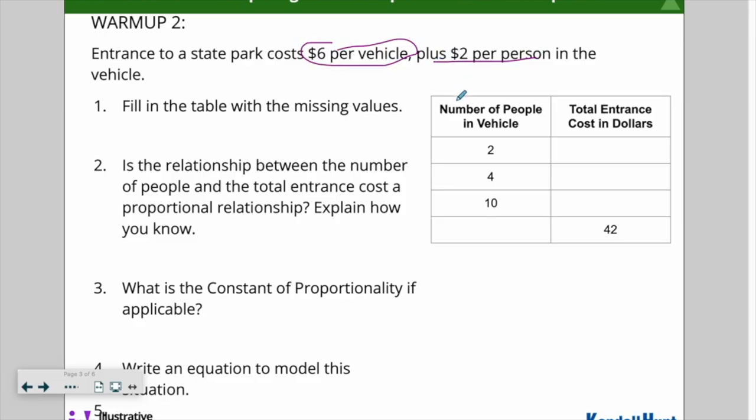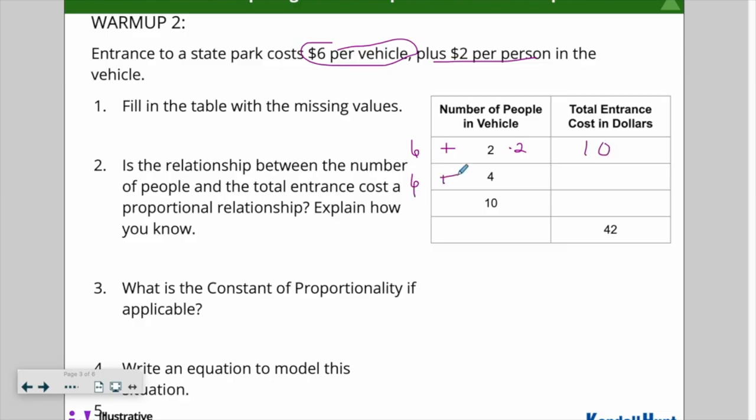For the next one, now the entrance to the state park costs $6 per vehicle plus $2 per person in the vehicle. So I'm starting with $6 and then I'm adding 2 people that each cost $2. So order of operations says we multiply first. So 2 times 2 is 4. And then plus 6 gives me $10 total cost.